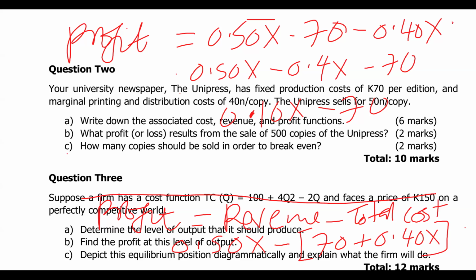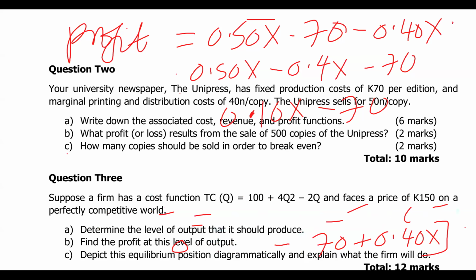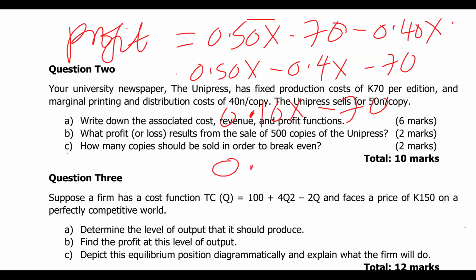Right. Now you have your profit function. Revenue minus total cost gives us the profit function. This is our profit function. So we have the profit function, which is equal to 0.10x minus 70. This is the profit function.